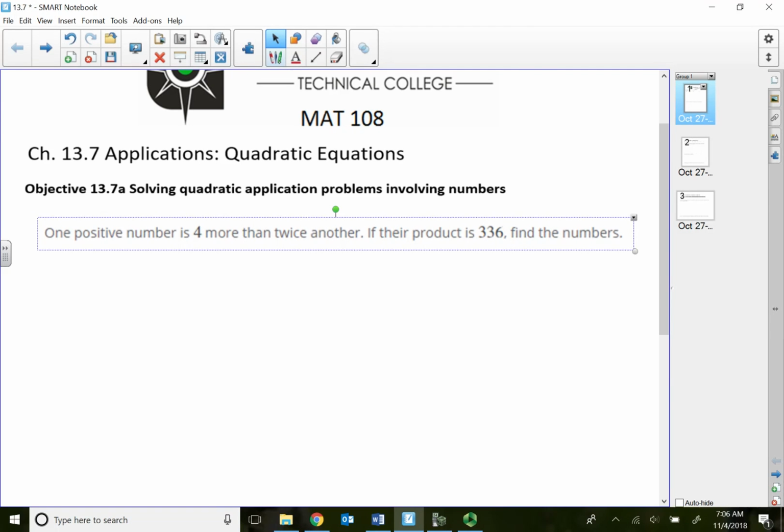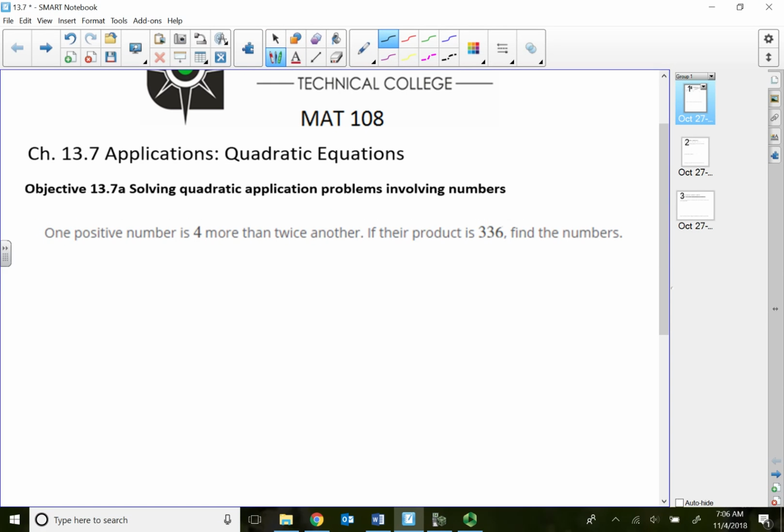So let's translate. I'm going to use one variable only for this problem. One variable will be a little bit easier to deal with. So let's translate real quick. One positive number is 4 more than, see the word more than? So this is the sentence I need to translate. One positive number is 4 more than twice of another. So I have one positive number and I have another.